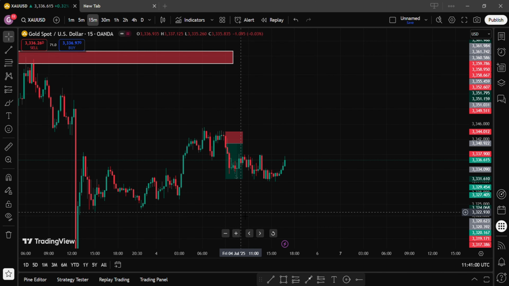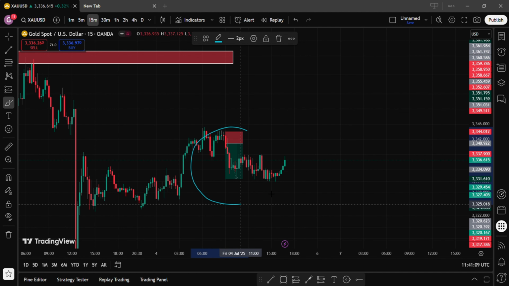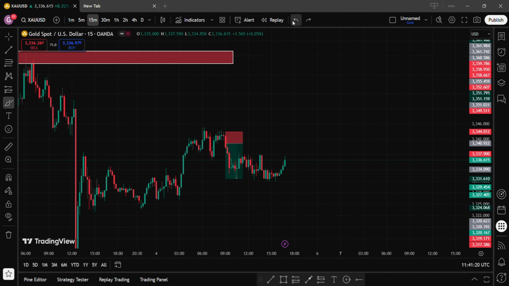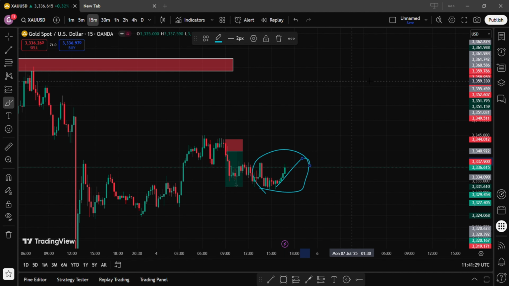Now traders, if we check out 15-minute time frame, after this drop we took a sell in gold on Friday. So after this drop, price consolidated from here as you can see and is now forming a bullish structure with a higher low. Now if the price breaks and sustains above 3345, it may retest. Now I'll explain you.